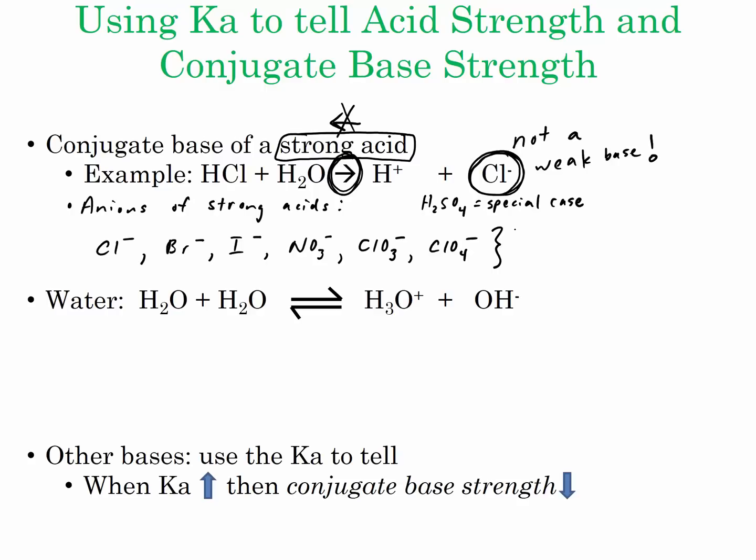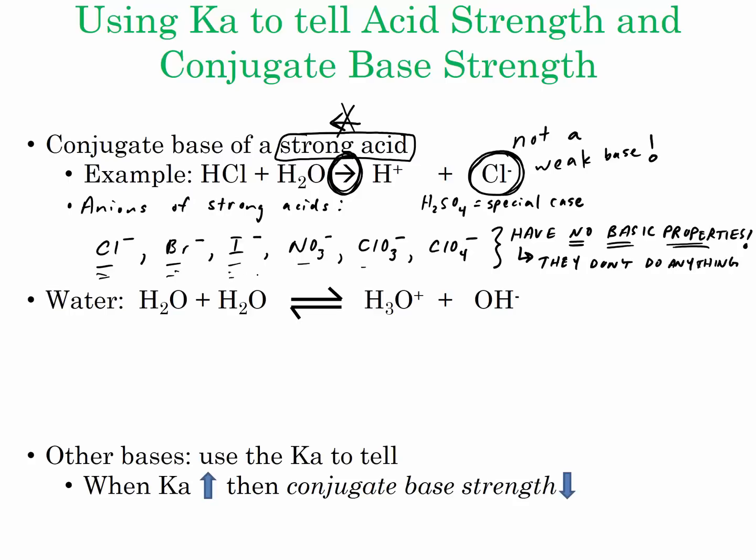But these 6 right here have no basic properties. They don't do anything. If you just had a beaker with the nitrate or the chlorate ion, the pH would be 7. It's going to be neutral because they don't do anything with water. As you see here, they don't go backwards. They don't do anything with water or hydronium, or interact with anything or anyone. So they're not basic at all. And how do you know which ones these are? You have to have them memorized.